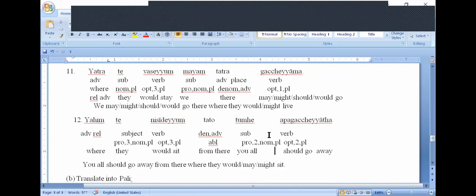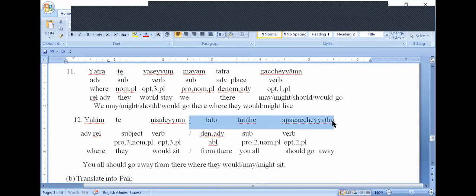So from this kind of sentence, because this is a verb here, you all can black it out, like this. So for this kind of sentence, you break it and then you look for this part first. So we translate the English from here. You all should go away from there where they would sit, they might sit.